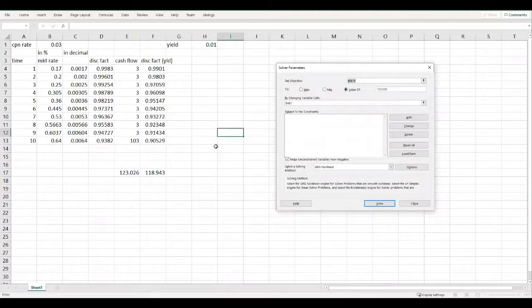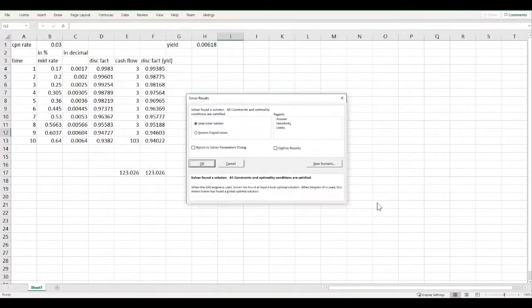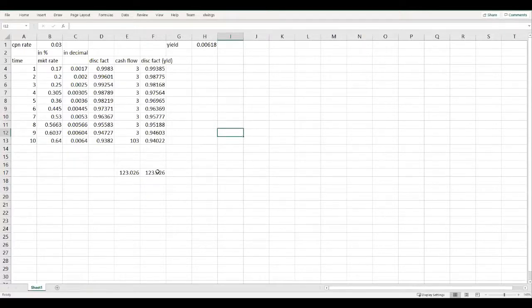So what we need to do is to set this as the target cell. We want that to equal to the value of the price of the bond, which is 123.026 by changing this yield cell. Now hit solve. Here we can see that the present value that we compute using the yield is now the same as the price of the bond. And the resulting yield that we just solved for is 0.00618.